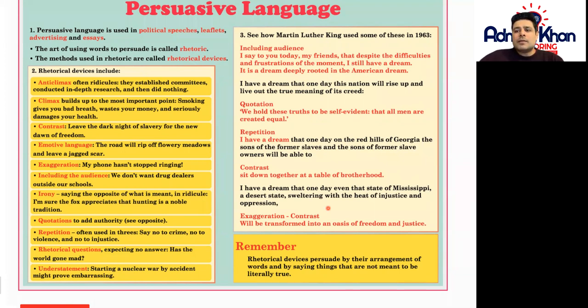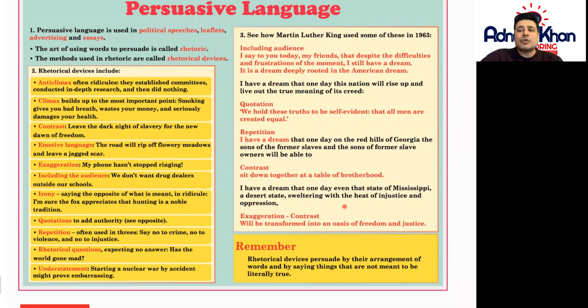I have a dream that one day, even the state of Mississippi, a desert state sweltering with the heat of injustice and oppression, will be transformed into an oasis of freedom and justice. So here we see contrast and exaggeration, because Mississippi, one of the southern states of America, was one of the last places in America which actually gave Black people their freedom.